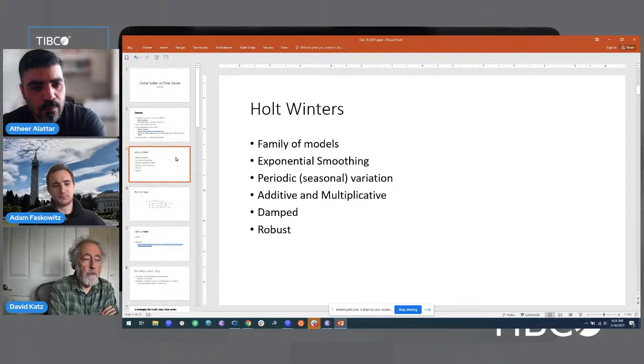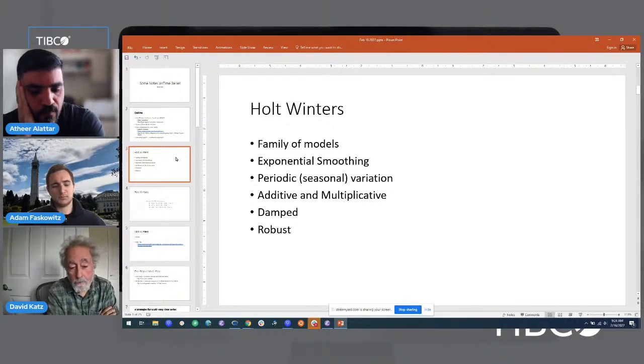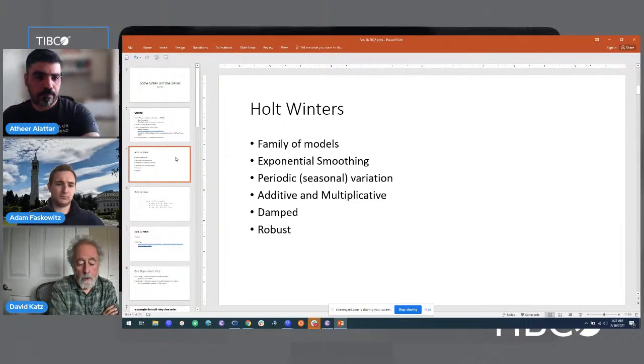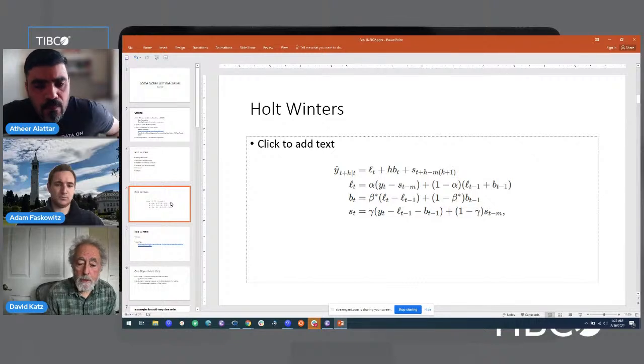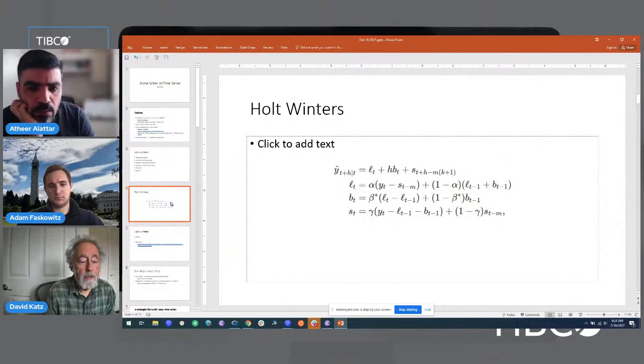There are different variations on Holt-Winters. It's important to understand that there are both additive and multiplicative versions of the model or parts of the model. There are damped versions, which means that as you project into the future, you move the trend more towards linear, so that you don't get wild fluctuations. There are robust methods and so forth. The basic idea of Holt-Winters, as I mentioned, really is combining the trend with the seasonality.